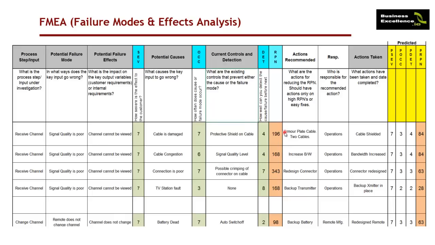In each one of these, we multiply the 3 numbers together to give us a risk priority number. So we can see here one of the biggest risks is to do with the connector. It has the highest number.